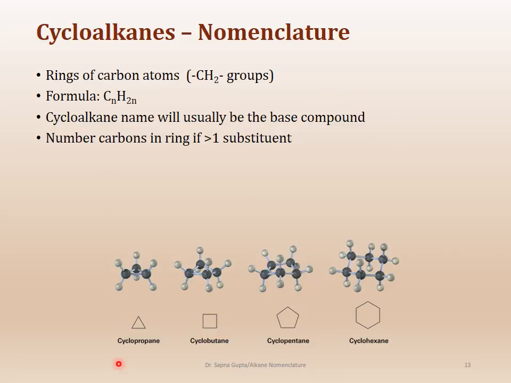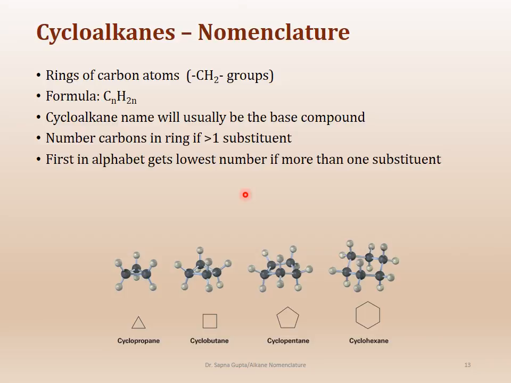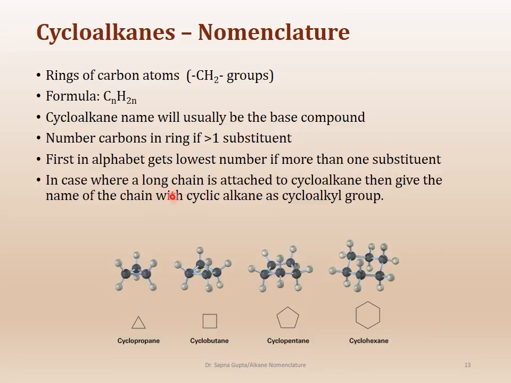You have to number the carbons in the ring if there is more than one substituent. If there is only one, it doesn't matter. The first alphabetical substituent goes to the lower number if you have more substituents. We follow the same rules as we did for the alkanes, which means that you start alphabetically. So if you have an ethyl group and a methyl group, you give the ethyl group the lower number. And here is how you decide: if you have a long chain, then you will use the long chain as your base and the cycloalkane as a cycloalkyl group.